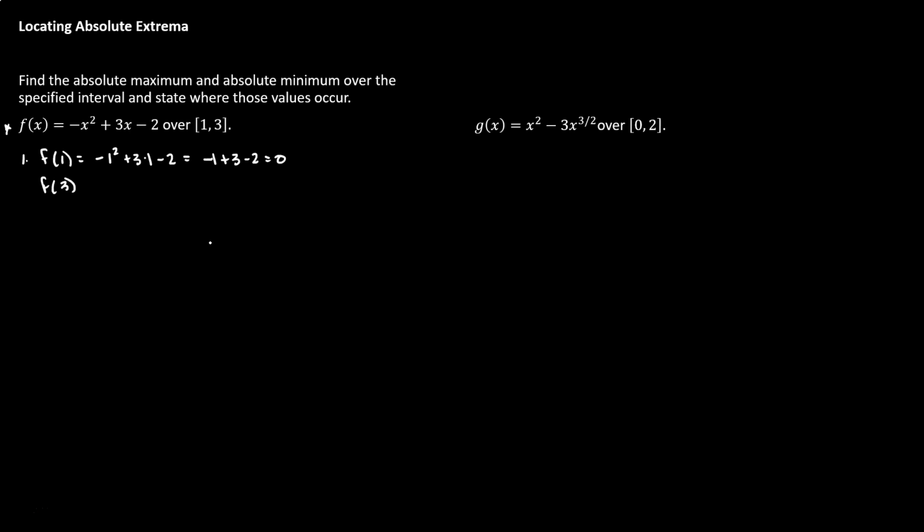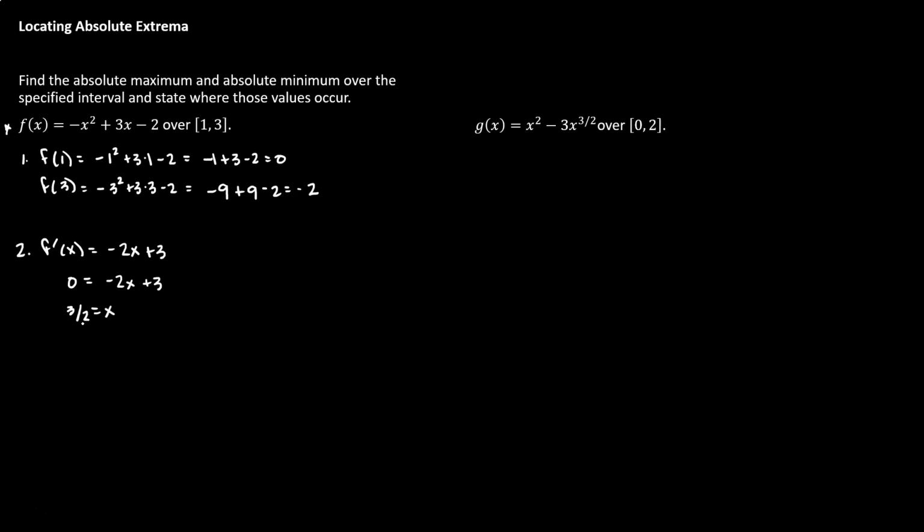When I plug 1 into the function, I'm getting 0. And when I plug 3 into the function, I get -2. So that is the left and right endpoints. Now we can move on to step 2, which is find all the critical points inside of the interval from 1 to 3. So our derivative will look like -2x plus 3. Set that derivative equal to 0.